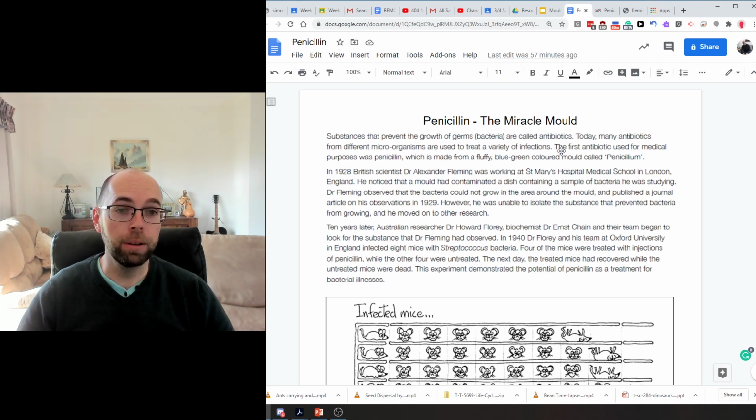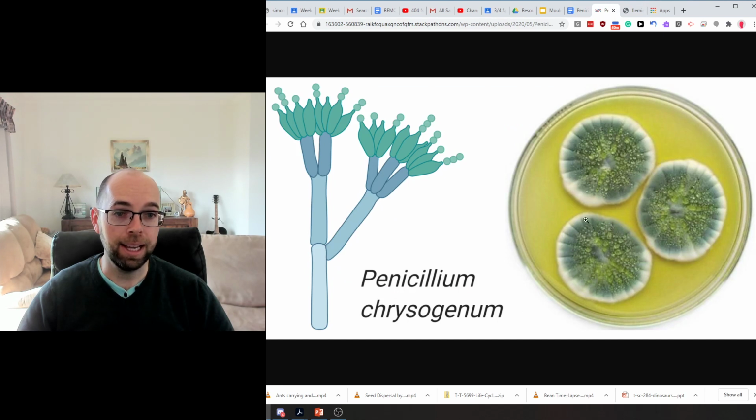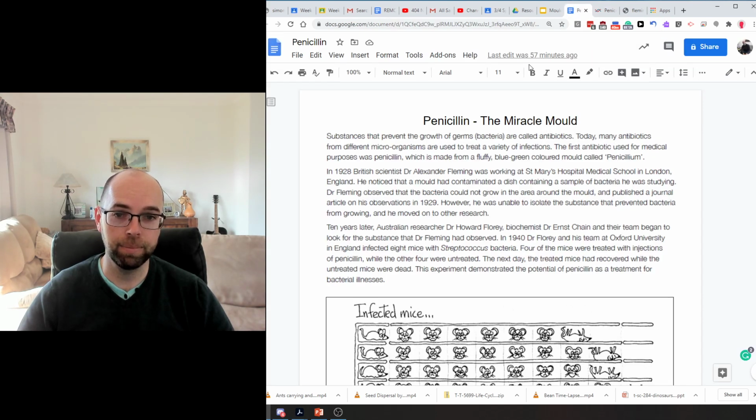The first antibiotic used for medical purposes was penicillin, which is made from a fluffy blue-green colored mold called penicillium. Here it is again. So this mold is a very important mold that's used to make penicillin, and that's basically used for medicine. All right, let's keep reading.